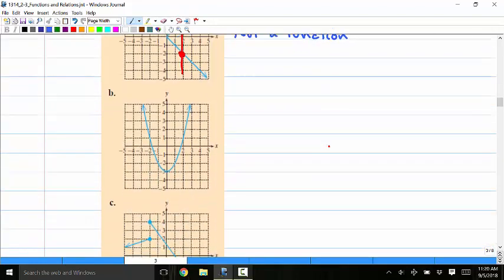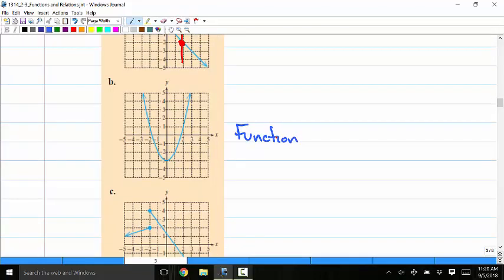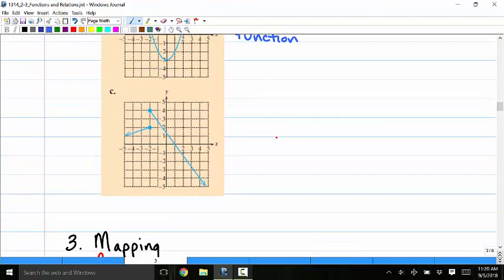Letter B, is that a function? Yes. No matter what vertical line you draw, how many times are you going to pass through it? One time. So I'm not even going to put that on my graph. I'm just going to say, yes, this is a function. C.